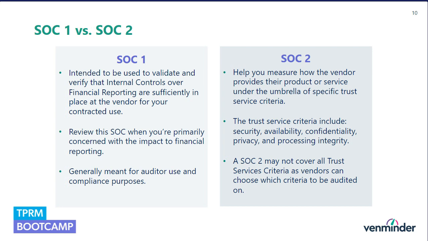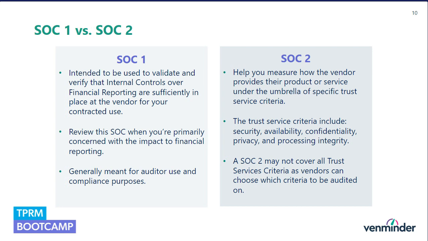A SOC 2 report is going to help you measure how the vendor provides their product or service under the umbrella of specific trust service criteria. These criteria are security, availability, confidentiality, privacy, and processing integrity. A SOC 2 is not necessarily going to cover all of the trust service criteria, as vendors can pick and choose which criteria to be audited on. However, the audience for a SOC 2 is going to be wider than a SOC 1. Most of the time, a SOC 2 is probably the report you really want. It's most definitely the report you want from an IT vendor.